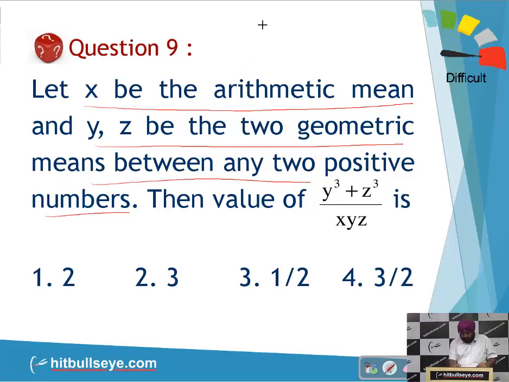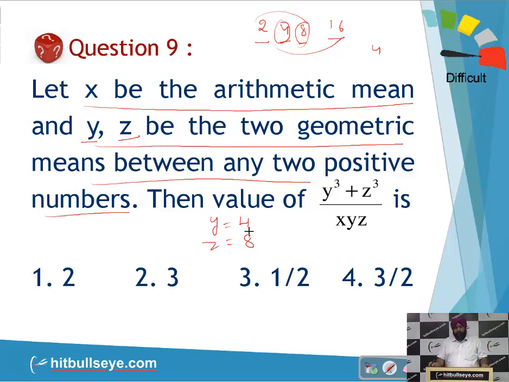2 and 16 be the numbers. Let 2 and 16 be the two numbers, and 4, 8 are the two geometric means between these two numbers, as 4 square is equal to 16, and 2 into 8 is 16. 8 square is 64, 16 into 4 is 64. And yz are the two geometric means, so y comes out to be 4 and z comes out to be 8.